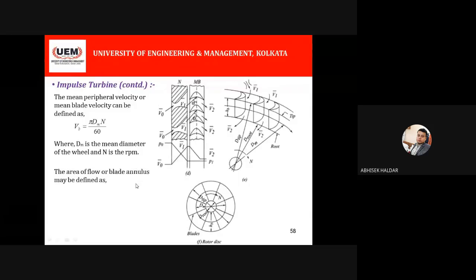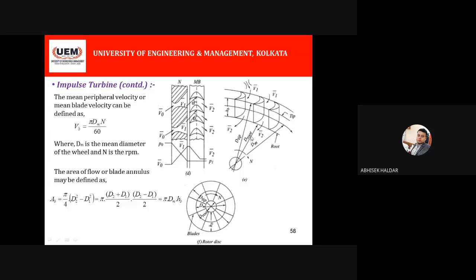The area of flow, or the blade annulus, may be defined like this. If I want to calculate the area of flow, I know pi D square by 4, but here it means pi by 4 times D2 square minus D1 square. D2 is which diameter? Can you tell me? D2 is which diameter?